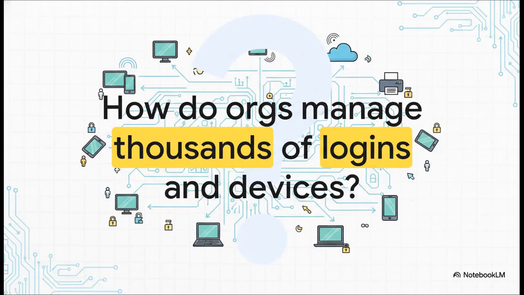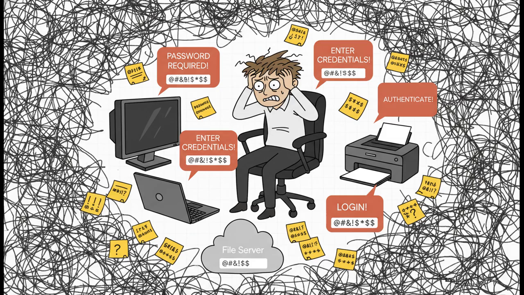So let's just start with a basic question. Picture a huge company, right? Maybe 10,000 employees. Every single person has a computer, a phone, they all need to access printers, shared files, specific software. How in the world does a company manage all of that without it turning into total absolute chaos? How do you make sure the right people get into the right files, and more importantly, the wrong people get into nothing?